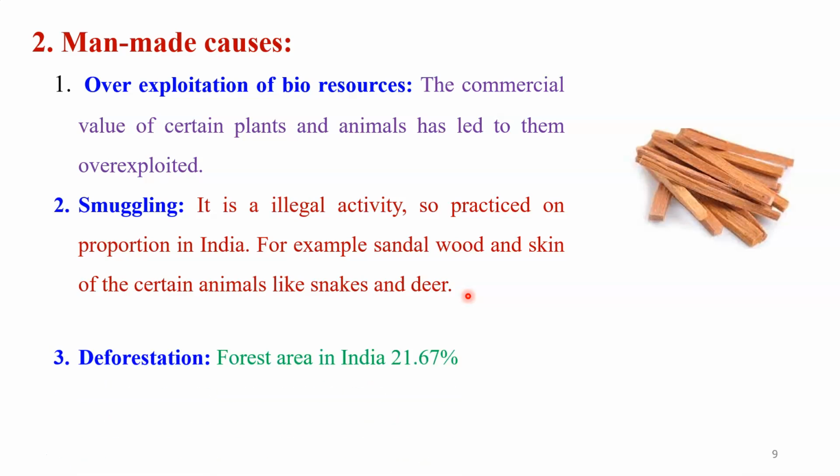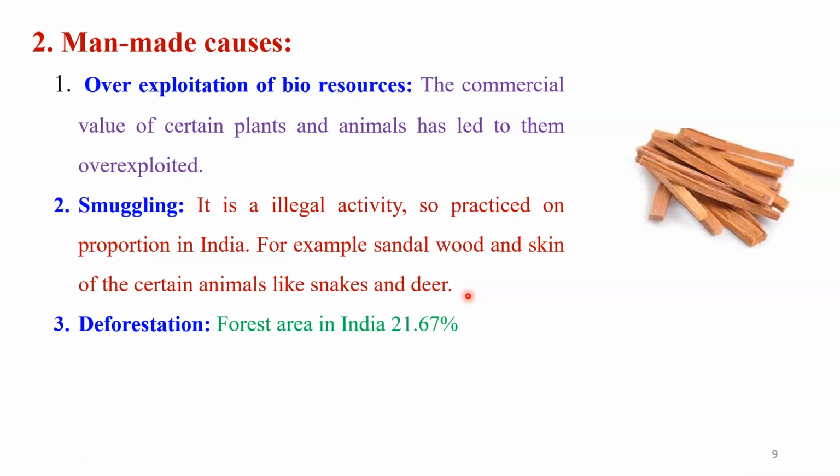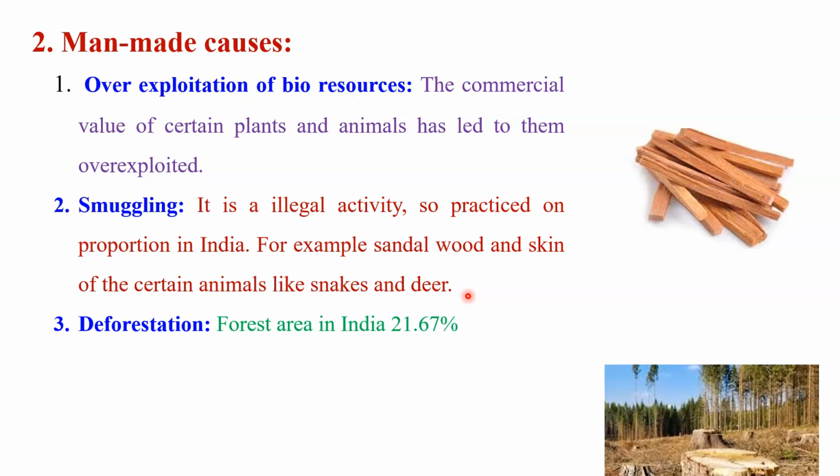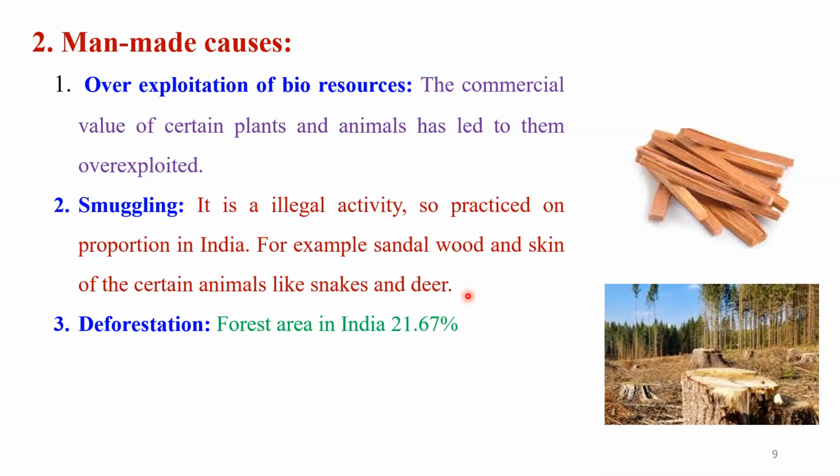So this is also very important. And the next very important cause behind the loss of biodiversity in India is, especially, deforestation. Deforestation is the process in which we clear all the forest land in a particular area. So when we do this activity, the area under forest is declining in India day by day.